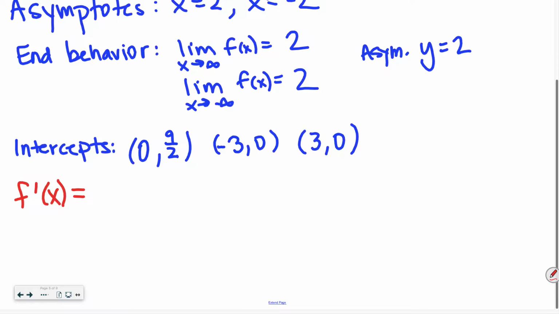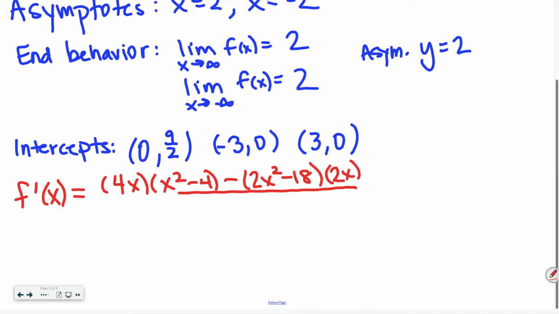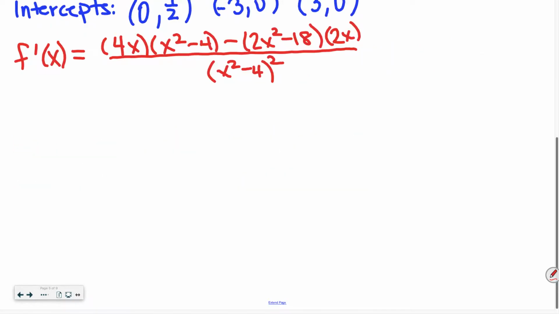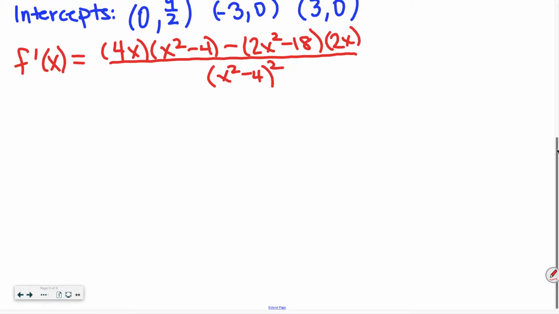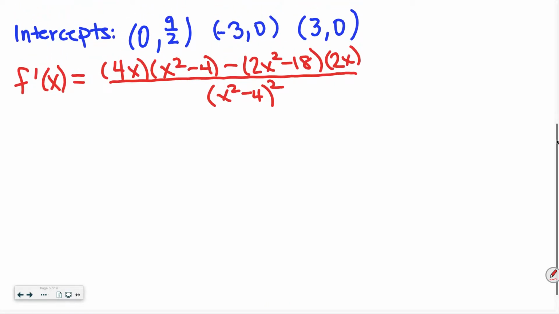All right, derivative of our numerator is 4x times our denominator, x squared minus 4, minus our numerator, 2x squared minus 18, times derivative of our denominator, 2x, all over denominator squared. What are we going to have to do with that? We're going to have to simplify it.